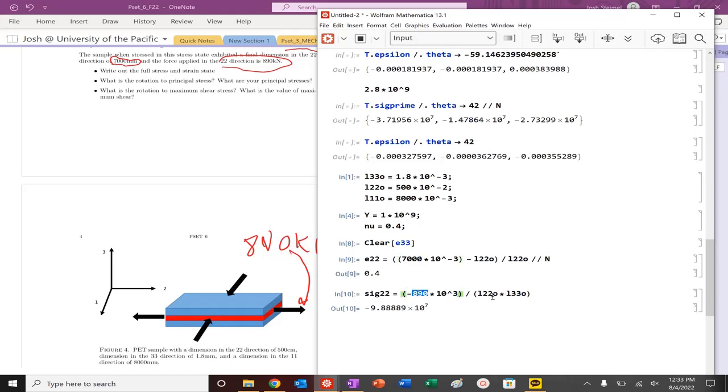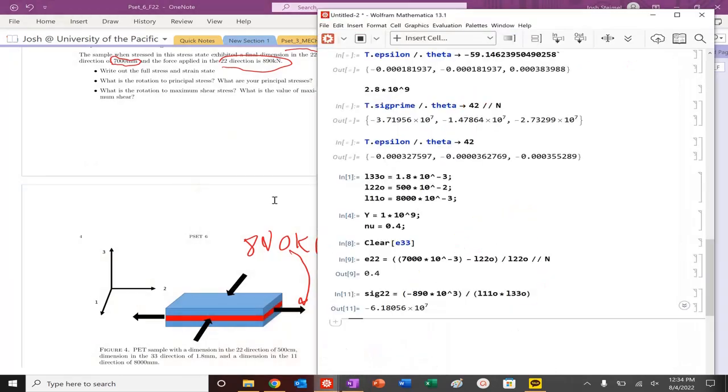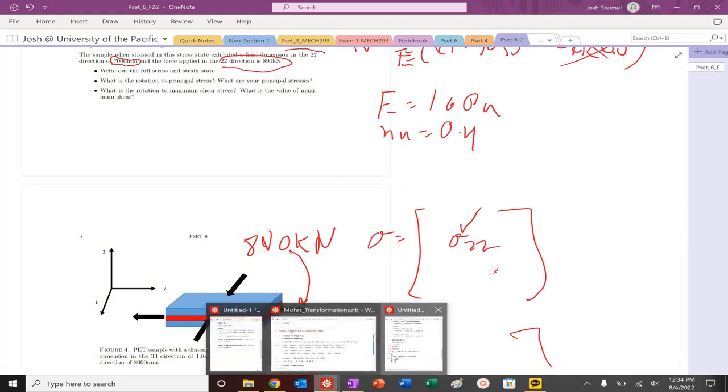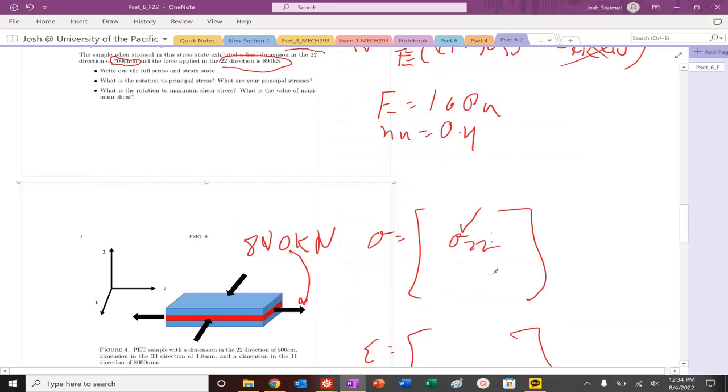This is not fine because if I'm pulling in the 2-2 direction, then I am looking at L11. Something did not compute there. So that's my stress in the 2-2 direction. Oops, I almost made another mistake, but we got that. All right, that's my stress in the 2-2.